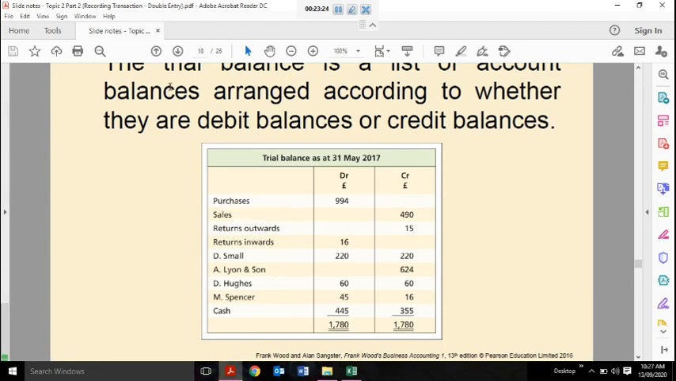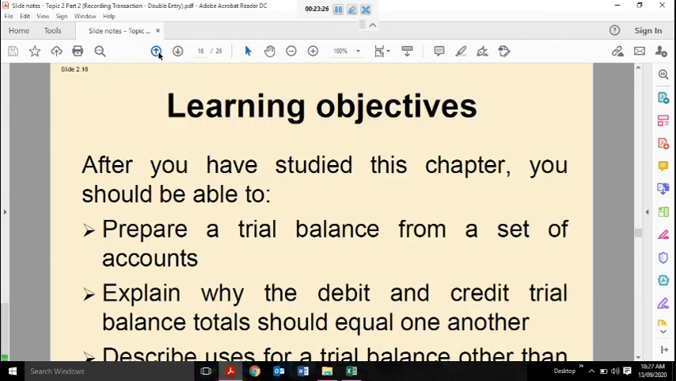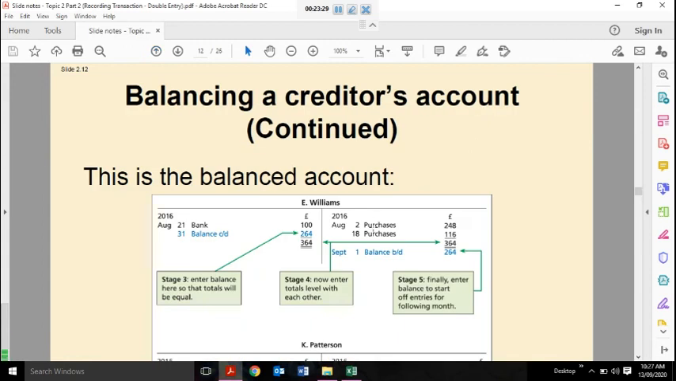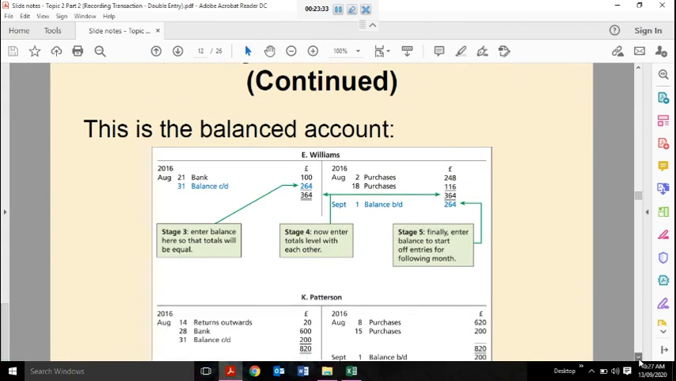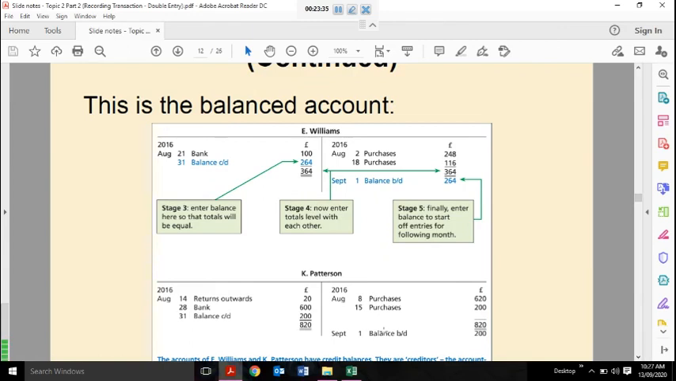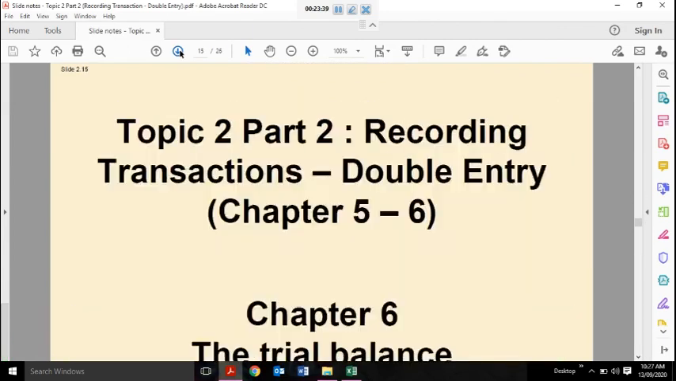Once you close, wait, let me reverse back. Like this one, right? So you have E. William balance 264 credit. This one credit. So you take whatever the balance is here, you put it in the trial balance. You put it here, you record it.